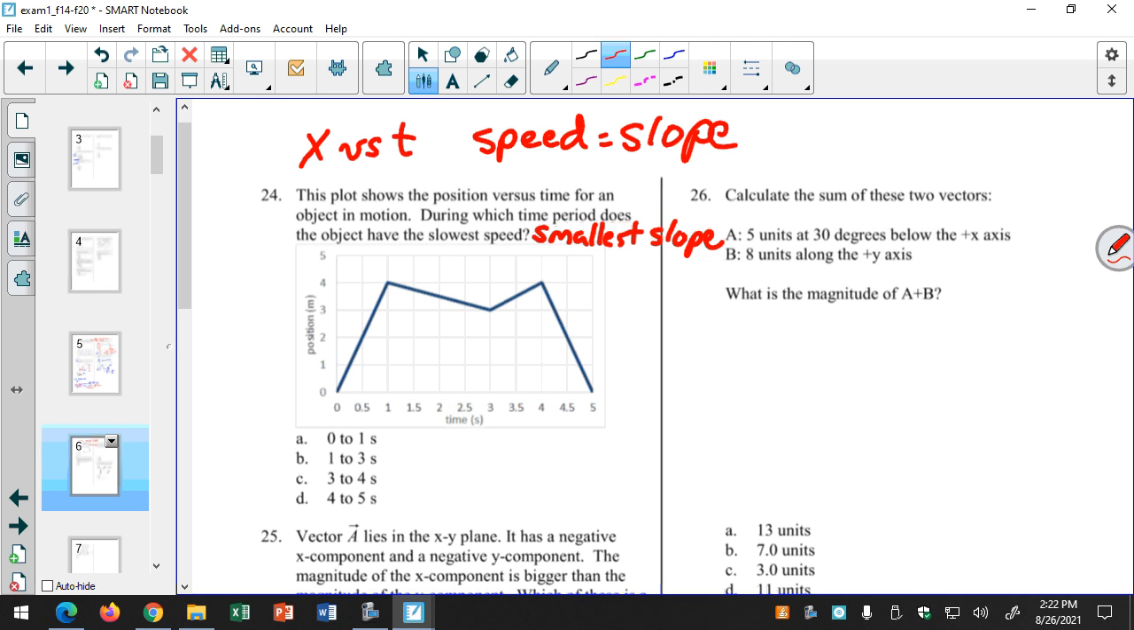There are 4 segments here, 0 to 1, 1 to 3, 3 to 4, and 4 to 5 seconds. The one with the shallowest slope appears to me to be this one right here. You'll see how it's shallower than all the others? And so the answer then would be 1 to 3 seconds. That the smallest slope is at 1 to 3 seconds.